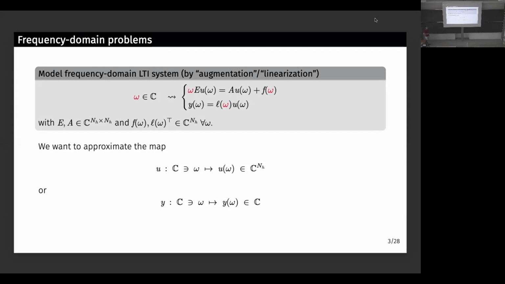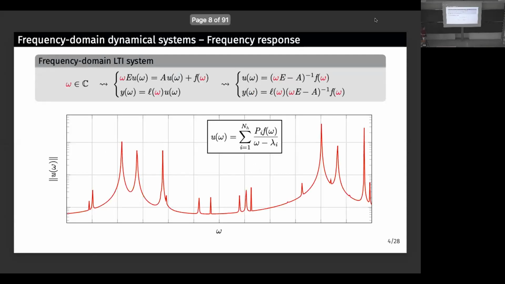And I'm sure you've seen this kind of problem before. It's just the Laplace transform of a first order linear time invariant system. But I will do this only for exposition. Most of the things I will say will not depend on the specific type of omega dependence that we have.